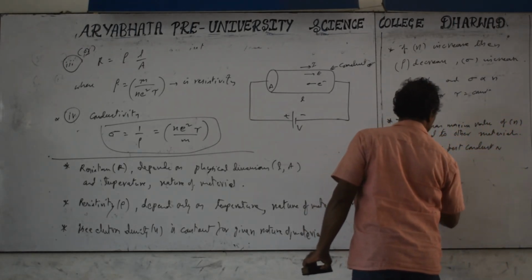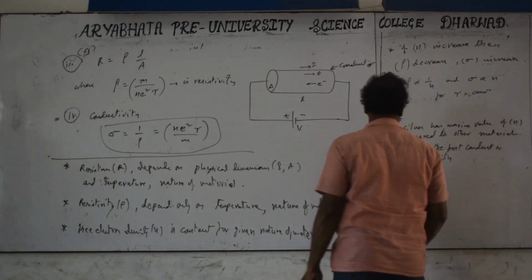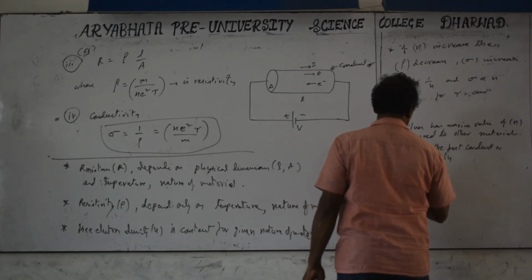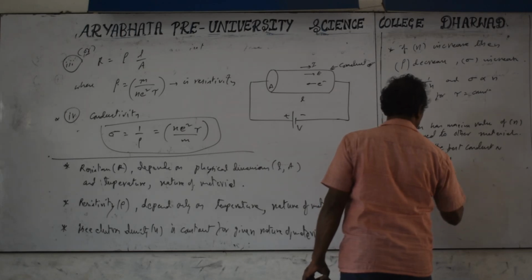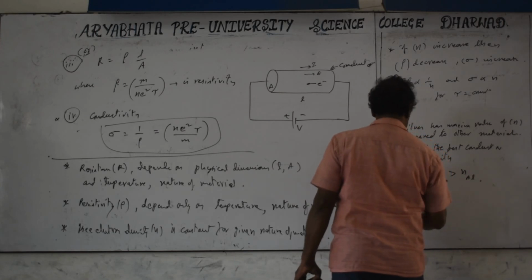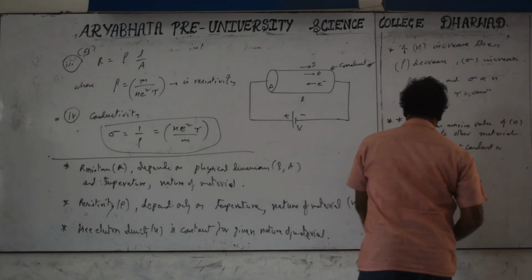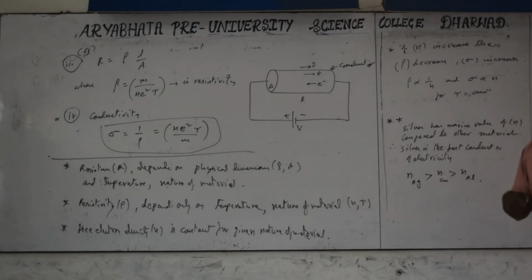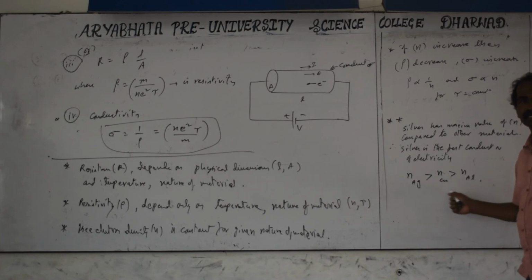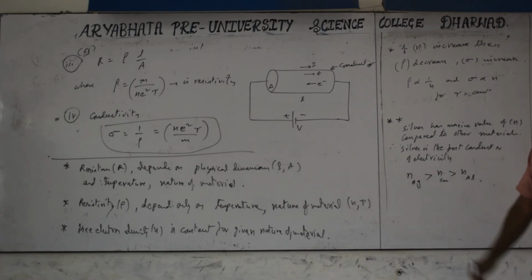They may ask for increasing or decreasing order of the conductivity. So we have n silver is greater than n copper, which is greater than n aluminum. So in decreasing order of conductivity, the best conductor is silver. Next best conductor is copper. Next best is aluminum. These three conductors are generally used for electric connection purposes.